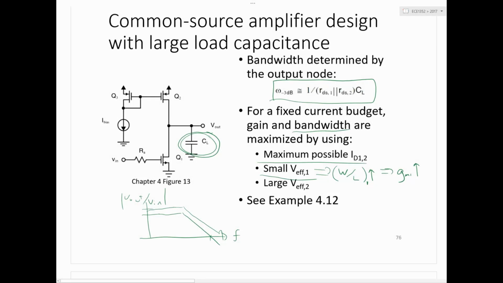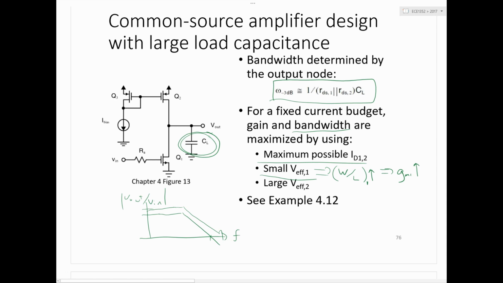You're talking about if you have a fixed amp, and by playing with the feedback around that amplifier, you're right, you trade bandwidth for gain. But here we haven't closed the loop yet. I'm just saying that before you do that, you want to design the amplifier to have the highest unity gain bandwidth you can, and then you trade off gain while keeping that unity gain bandwidth what it is. So the way to design the amplifier itself to have the highest possible unity gain bandwidth is to design with a small V effective.